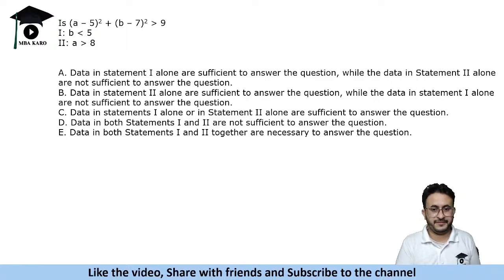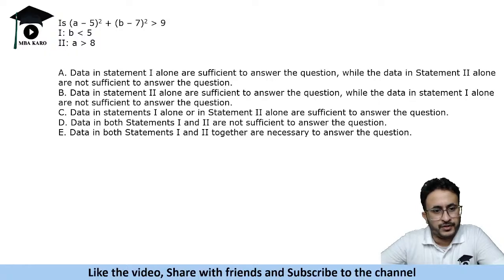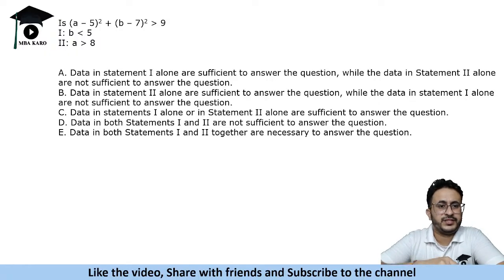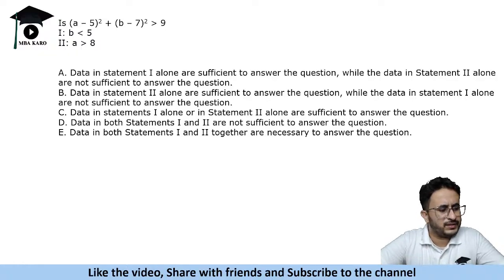Now, difficult may be a relative term for people, but if you have practiced well, you know what actually is difficult. Alright, so let us try this question. Can you answer this question: which of these statements is sufficient to answer the question?